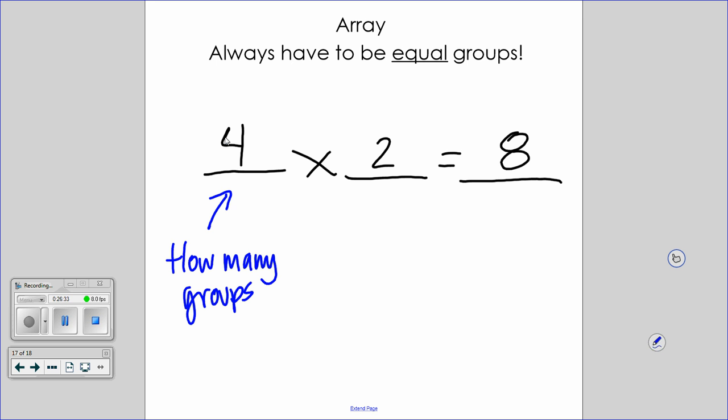So that first number column, because you're writing this down upside with counters, should say how many groups. The second number tells you how many things in each group. So if we have 4 groups of 2, I have 2 things in each group. Does that make sense?